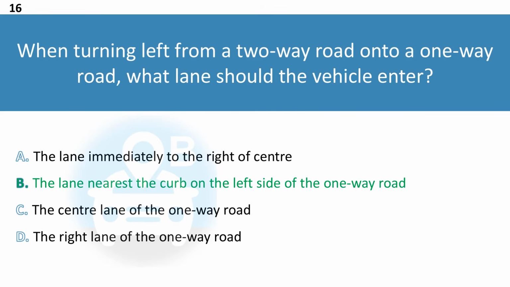The correct answer is B. The lane nearest the curb on the left side of the one-way road.